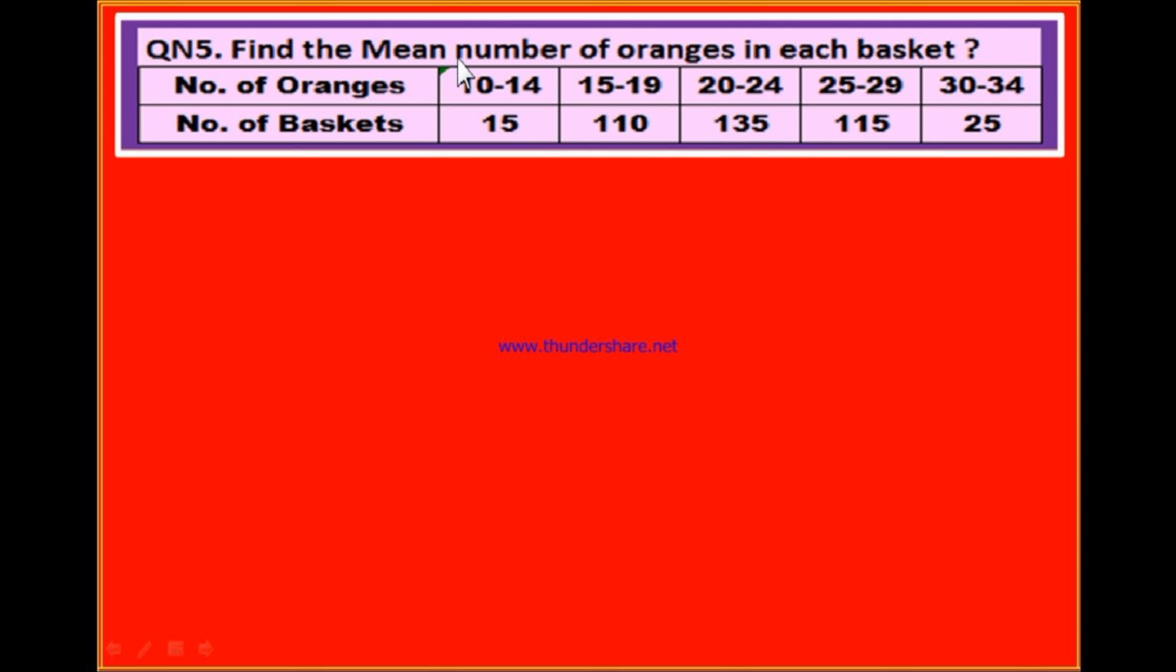As we know, there are three types of measures of central tendency. The first is arithmetic mean, second is median, and the third is mode. Understood? Arithmetic mean, median and mode. These three are called measures of central tendency. Out of which the first one is arithmetic mean. And this arithmetic mean can be found using three different ways. The first is direct method, the second is deviation method, and the third is step deviation method.